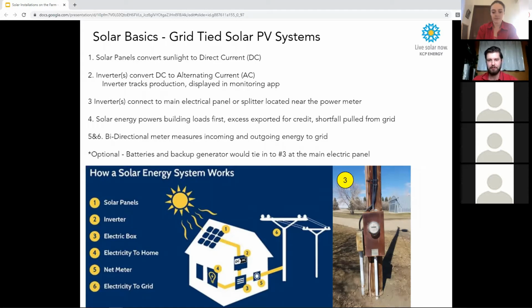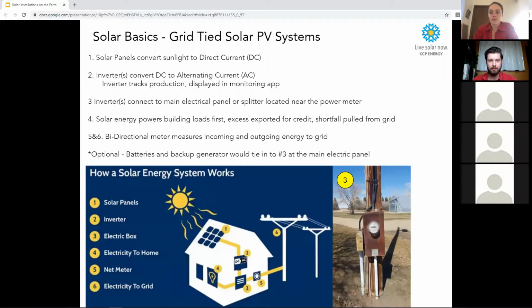This DC power flows to an inverter, which converts that DC to AC, alternating current, to make it usable within your home or farm. That inverter that does that conversion is going to track how much energy is produced. And then it's also going to be tied into the building's electric panel. So that could be a sub panel or any electric panel or distribution panel within the farm system.